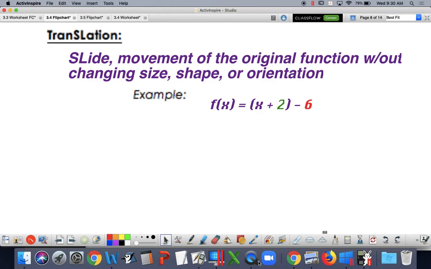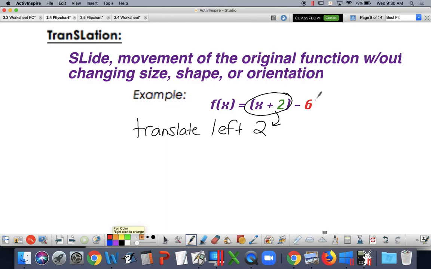It's not going to change anything about its size or its shape, right? Our parabola will still stay kind of the same width. But if I have my function here and this +2, this tells me to translate left 2. That's what this part tells me to do. And then my red part out here, that tells me to translate down 6.